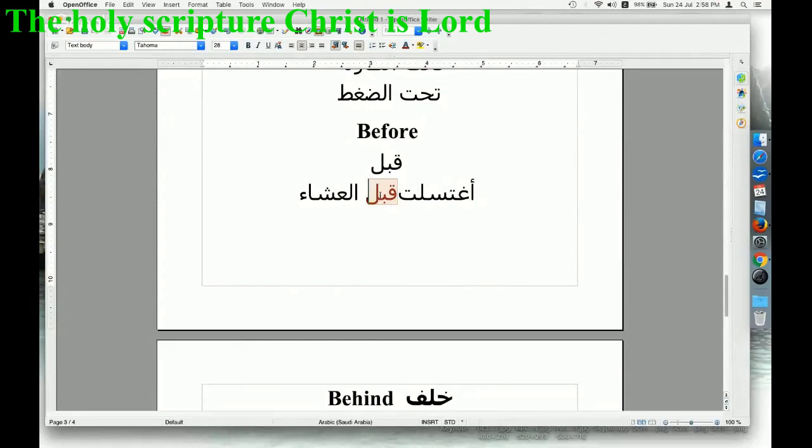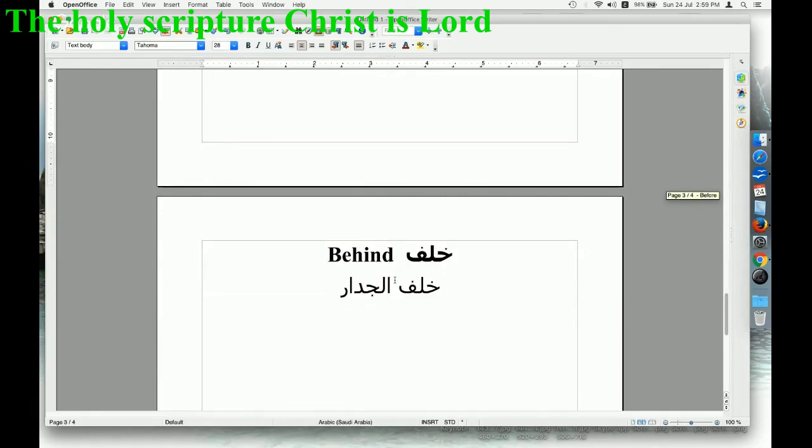So I want to say I washed before dinner. I say اغتسلت قبل العشاء. I ate before shower. I say أكلت قبل الحمام. So its endless use simply is to describe what happened first and what happened after. As simple as that. Now, khalf and behind, this is very easy. Anything is behind something, you can put it.